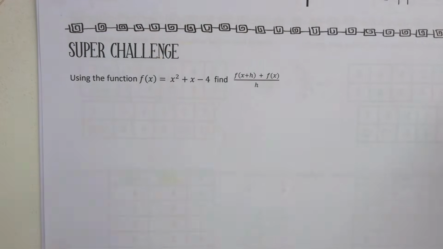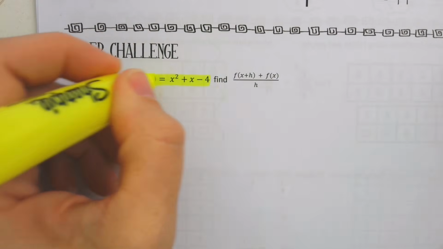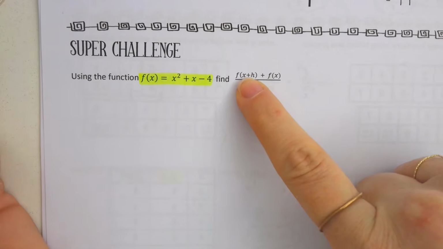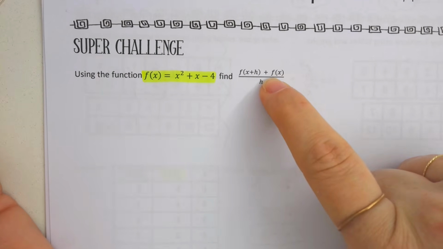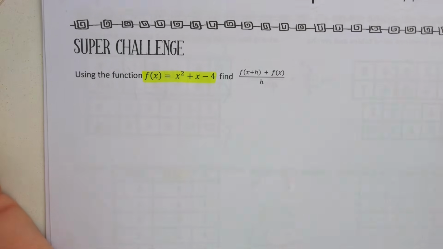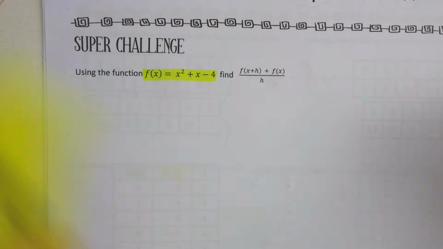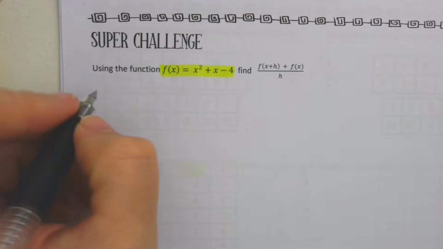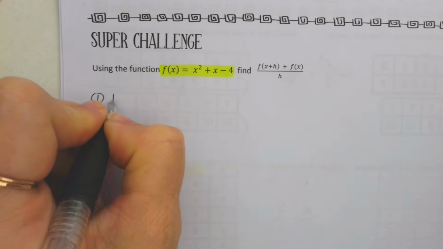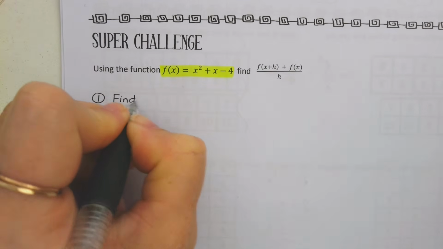It says, using this function, we want to find all of this. F of x plus h plus f of x, and then we want to divide it by h. That's 3 things we got to do. I'm going to have us do them one at a time. Step 1. Find f of x plus h.